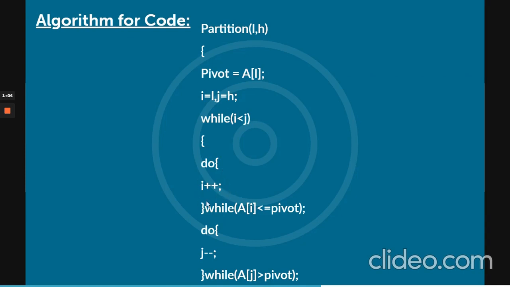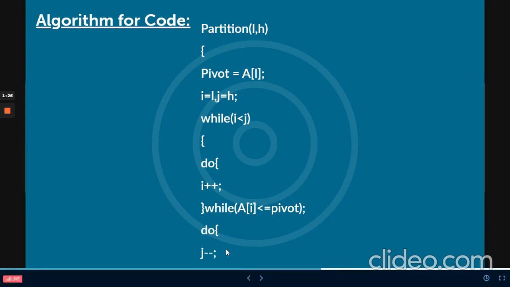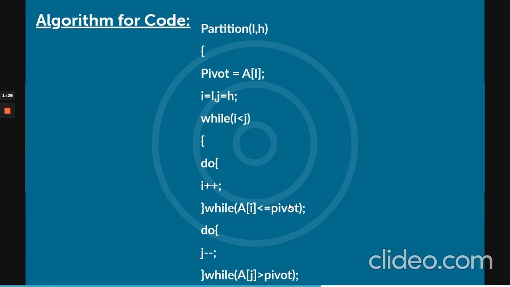We'll keep incrementing I while a of I is less than or equal to the pivot value. The time when the I value becomes greater than the pivot value, we will stop at that point. And we'll perform the reverse condition for j. When the j value is less than the pivot value, we'll stop.